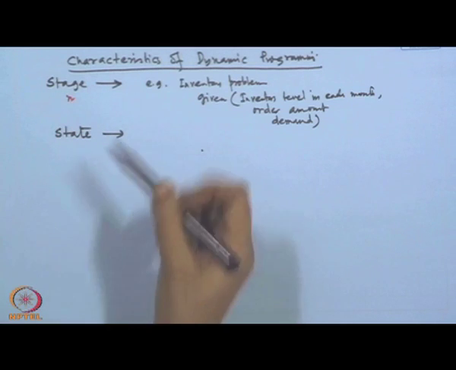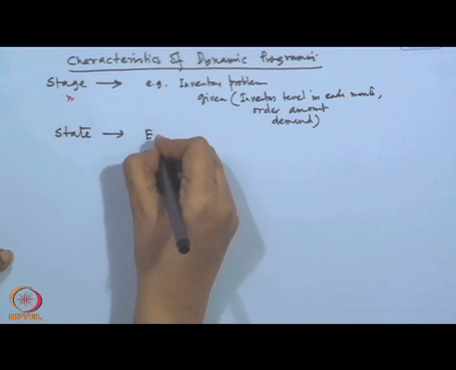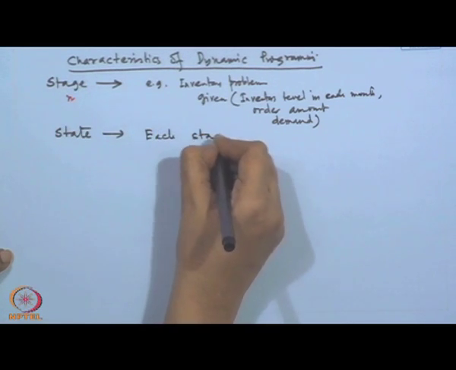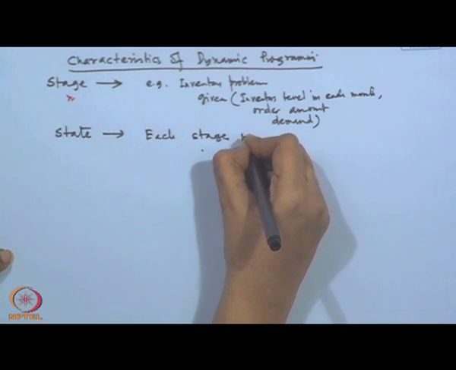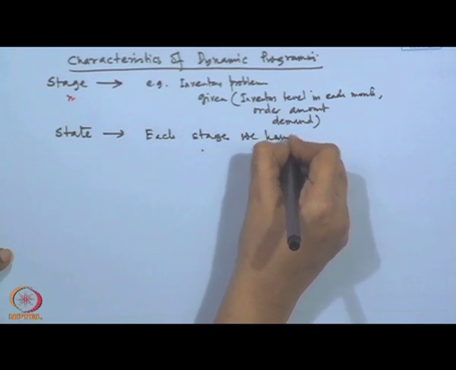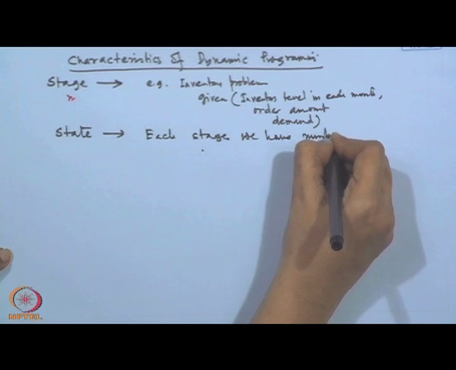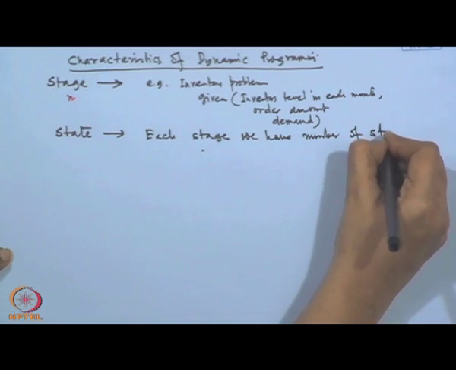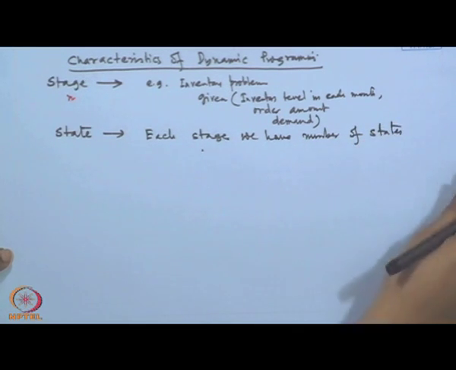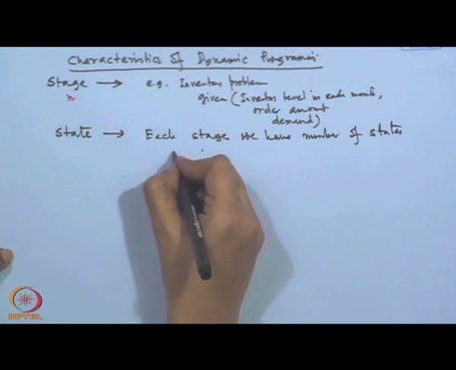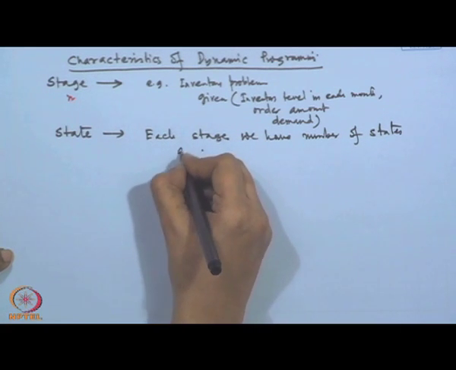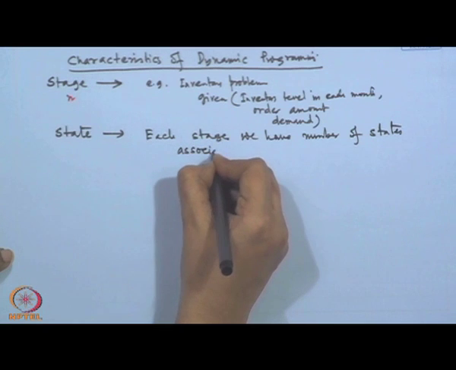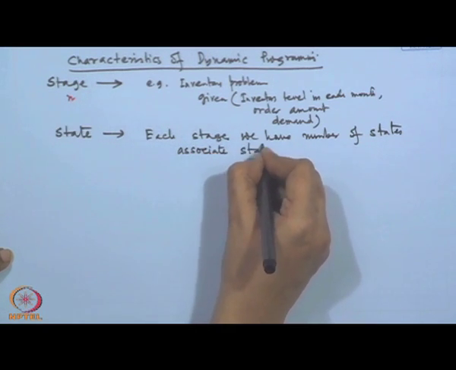Now, regarding the state, for each stage there is a state. Since we have different states, we will associate some state variable.